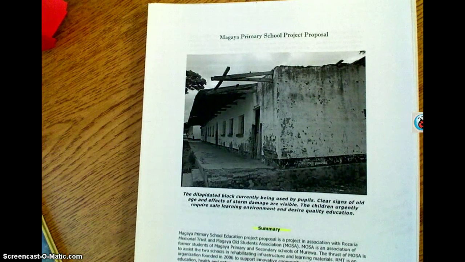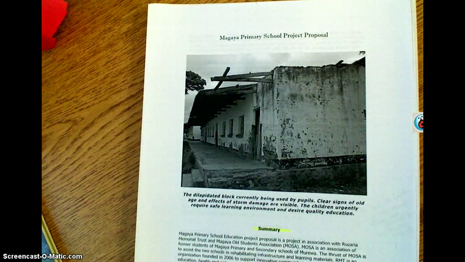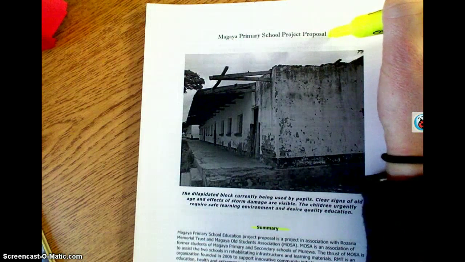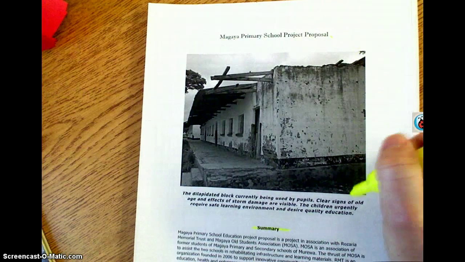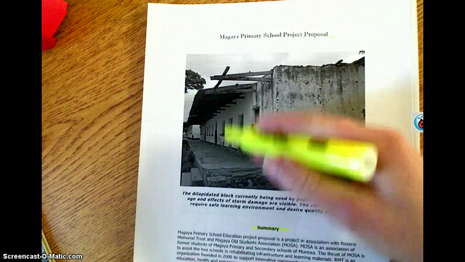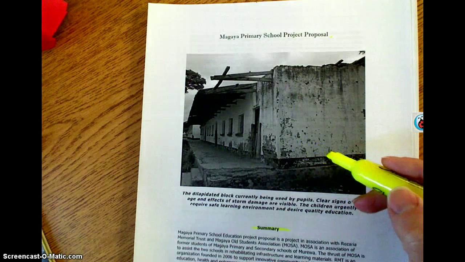Okay, so this project, it has a title. It's the Magaya Primary School Project Proposal, and you see that there at the top. Okay, it's outlined here at the top for you. That's the title of the proposal. Then they've included some pictures, some things that, hey, you know what? This is the problem, and we're going to jump into that and we're going to identify it.